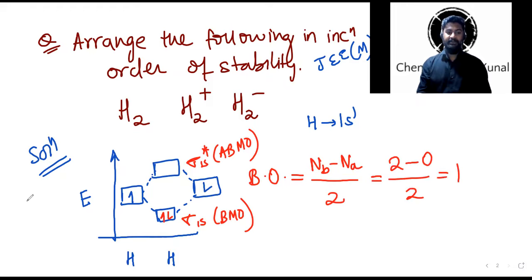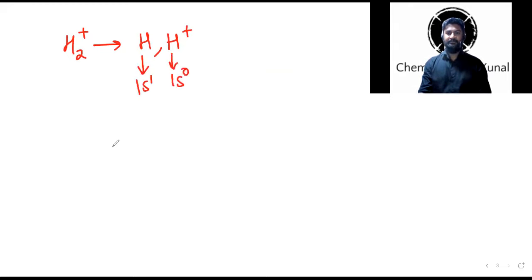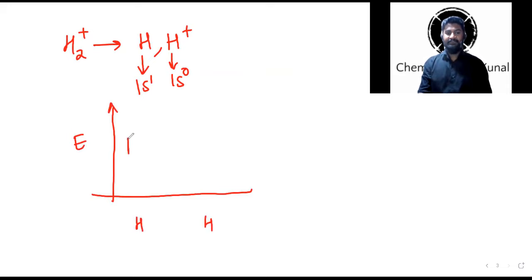Okay, so we have got it for hydrogen. Let's see how we can do it for H2 plus. H2 plus is made up of two species, H and H plus. H has a 1s1 electron, and H plus has sadly no electron. When we draw the energy versus atom diagram, the hydrogen atom has an electron, but H plus has none. So 1, 0. Mix them.